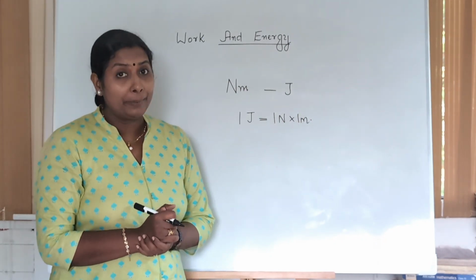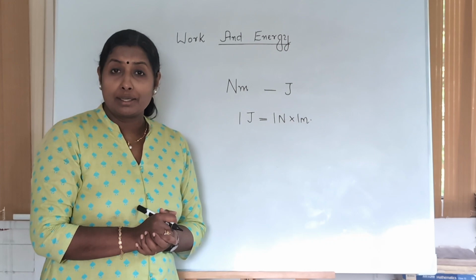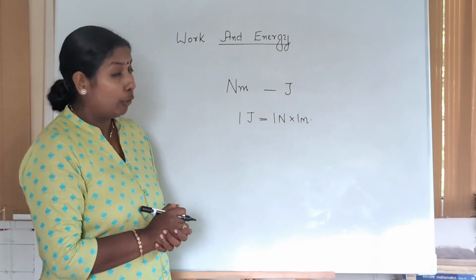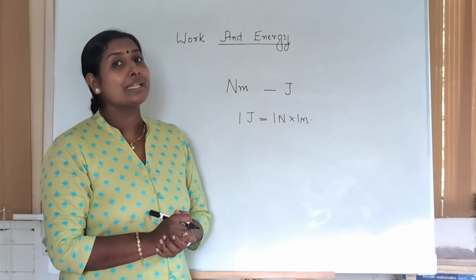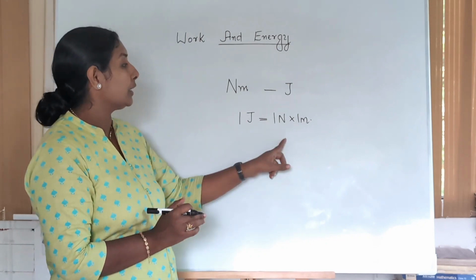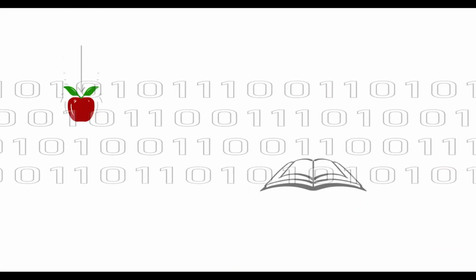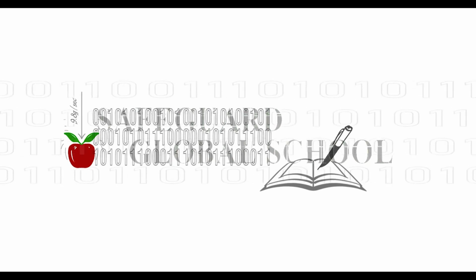So, once again to repeat, 1 joule of work is said to be done when a force of 1 Newton produces a displacement of 1 meter in a body.